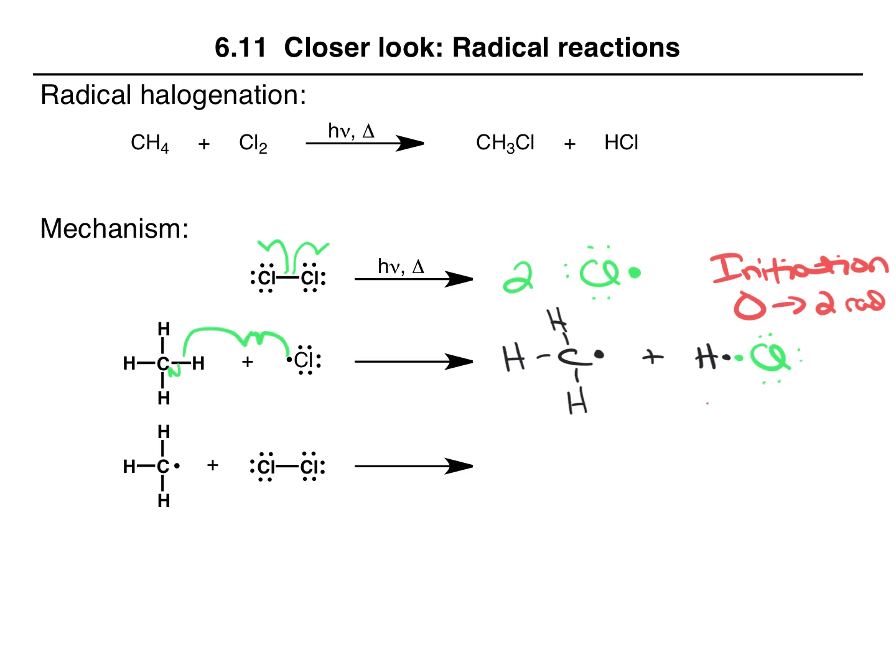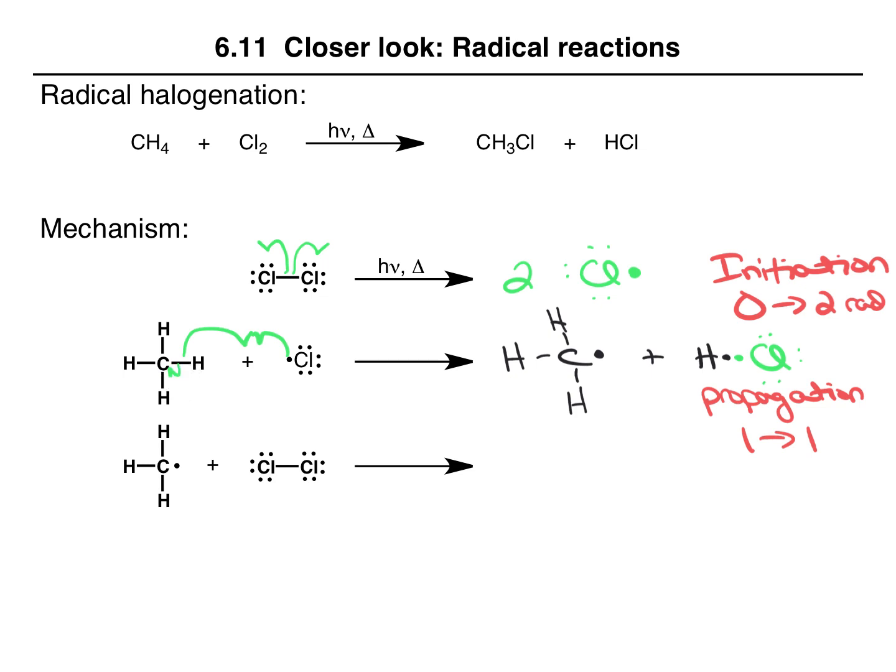This is called a propagation step because we start with one radical and we end with one radical. So we have a new bond between H and Cl, one electron from H, one electron from Cl, and then we have a new radical where this electron used to be part of the shared pair.